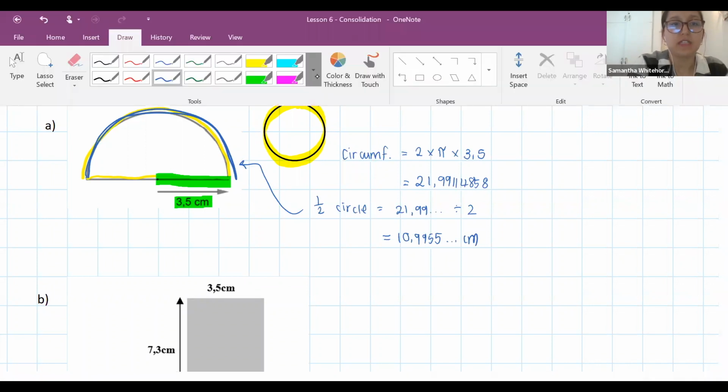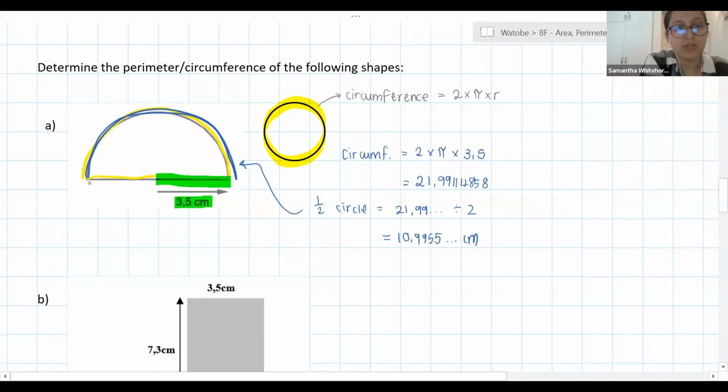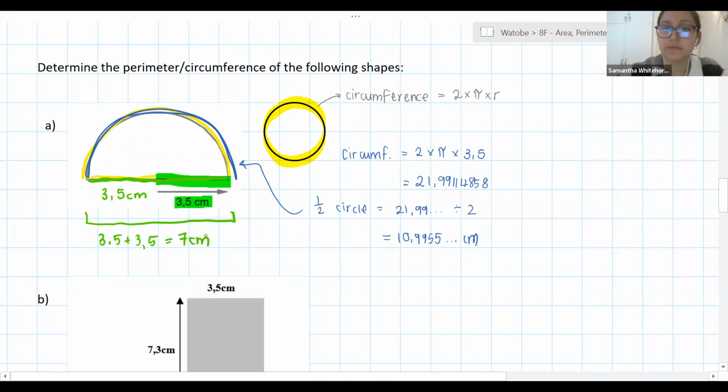Now I need to figure out the straight line length. Remember, the straight line length is from one end of the circle through the center to the other end of the circle, which means I've basically got 2 radii here. And so I've got 3,5 centimeters on both sides, which means that this total length of the straight line is 7 centimeters. Let's just write that down, by saying 3.5 plus 3.5. And that gives me a total length at the bottom of 7 centimeters.